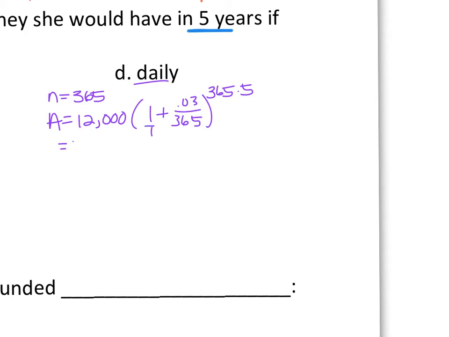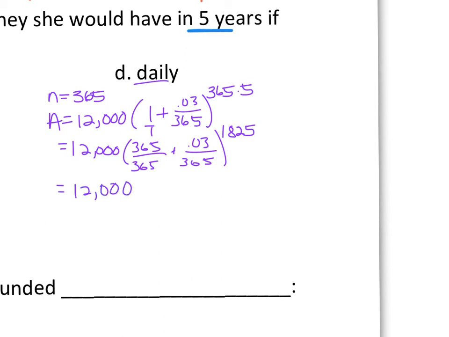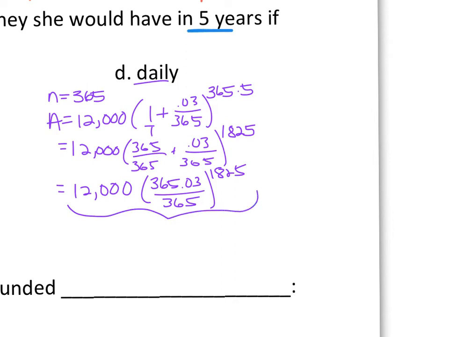Getting that common denominator, we'll have 12,000, 365 over itself. Okay, and then 365 times 5. If you enter that in, our exponent is going to be 1,825. All right, we're getting there. 12,000. One more round here. Add the two numerators together, 365.03 to the 1,825 power. Enter all of that into your calculator.